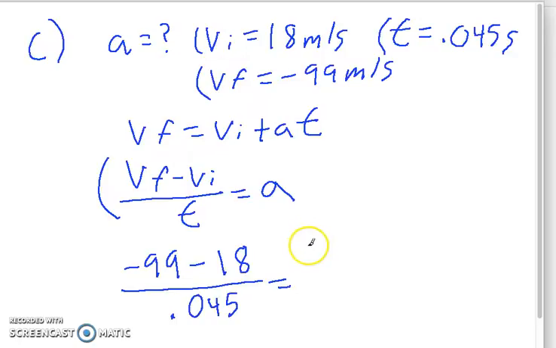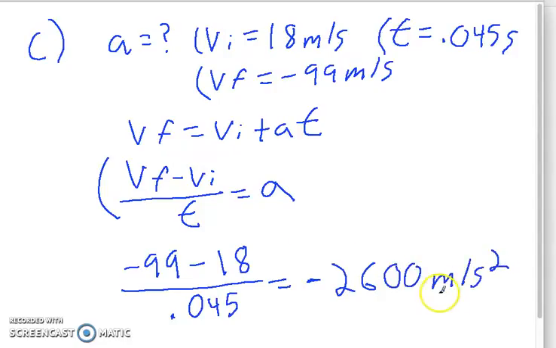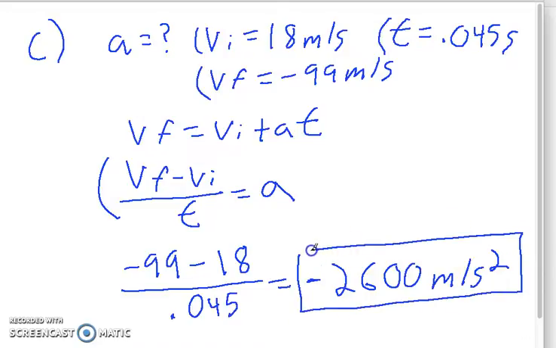and that's going to be a lot. It's going to be negative 2,600 meters per second squared, which is the standard unit for acceleration. So again, pretty large. There's a pretty large acceleration on the ball when it's being acted upon by that force. So that is part C.